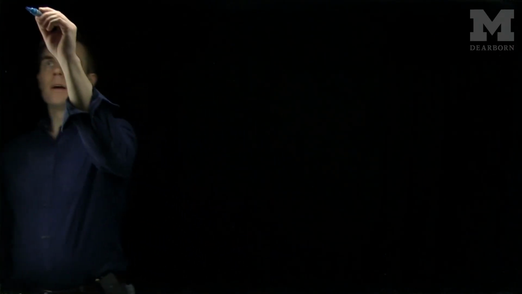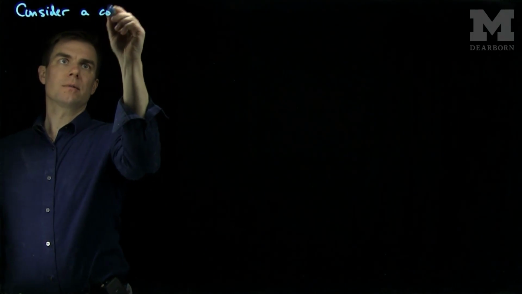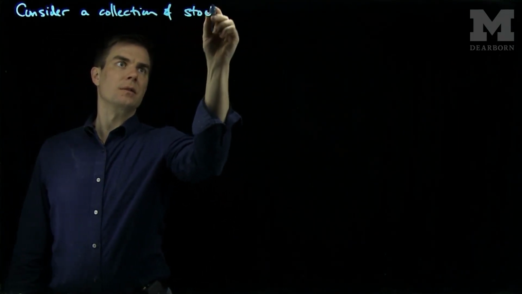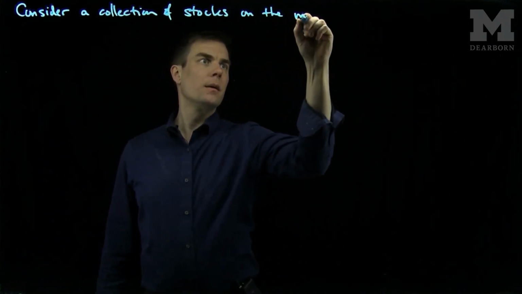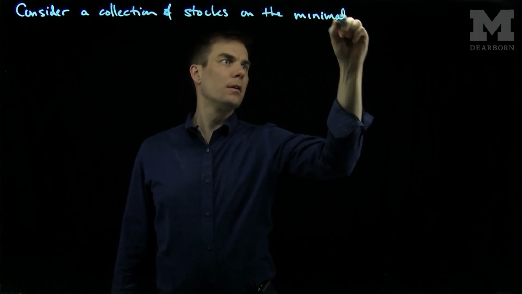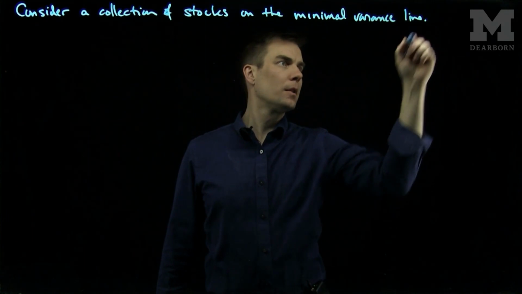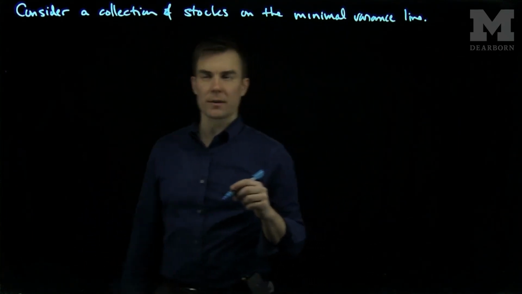Hello students, in this video we'll discuss the beta of an asset with respect to a portfolio. Let's consider a collection of stocks on the minimal variance line. These are the stocks that have the maximum return with the smallest variance.